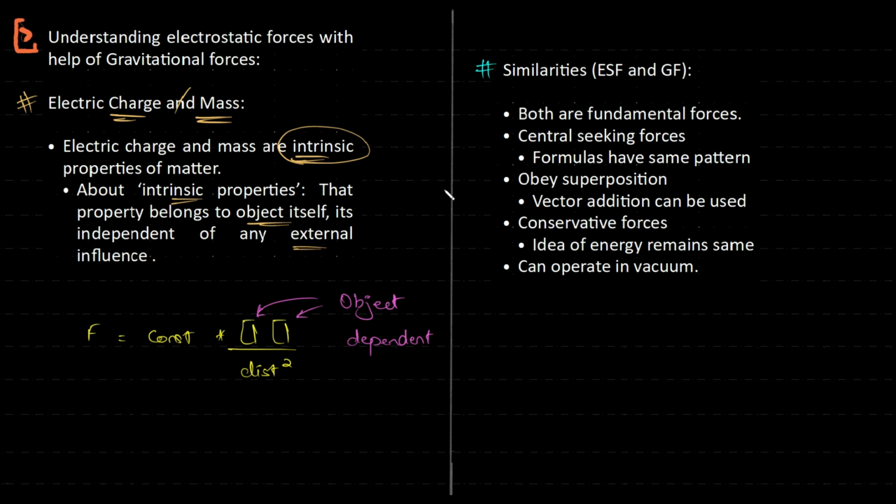right? Now, similarities between the electrostatic force and gravitational force. Both are fundamental forces. Make sense? Both seek the center, pulling to the center. Both obey the superposition theorem. That is, the influence of one will not be affected by the influence of the other, but the net can be found by adding them vectorially. Both are conservative forces, which makes it very easy to calculate. We can make use of the energy concept to calculate things, and both operate in vacuum.